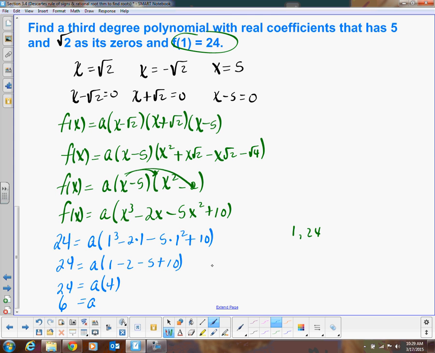They've asked you for the polynomial, so we're going to go back to the polynomial. It's going to be f of x. My a is 6, and this is going to be multiplied by x cubed. Now I'm writing it in descending powers, minus 5x squared minus 2x plus 10.